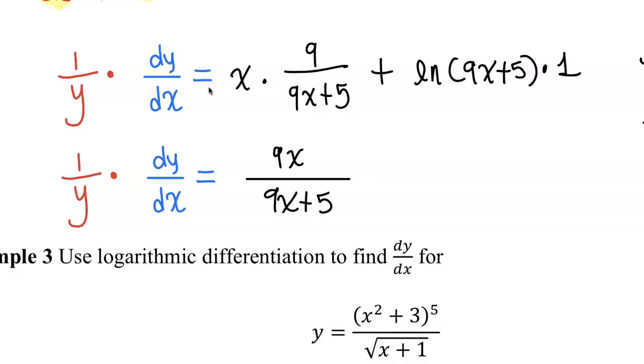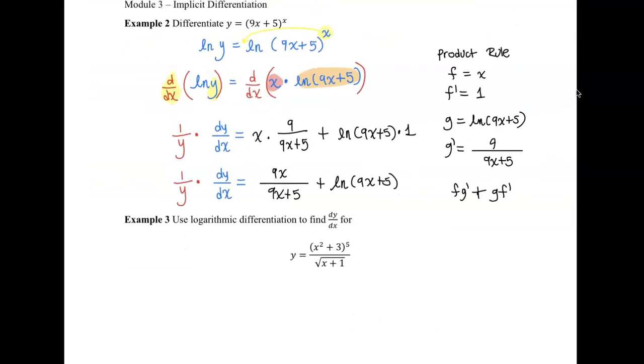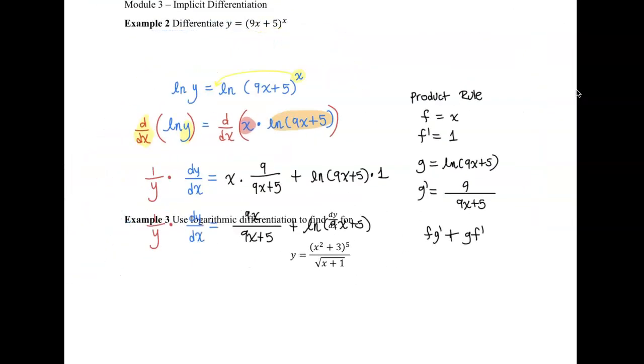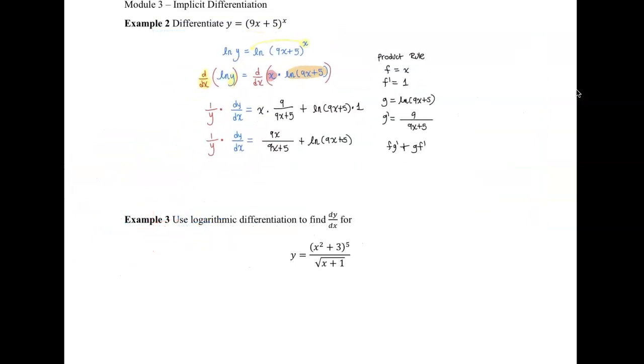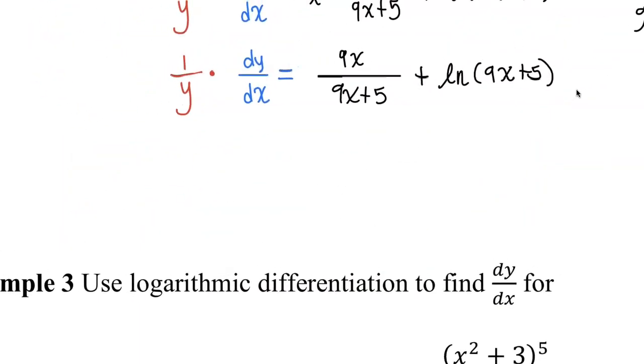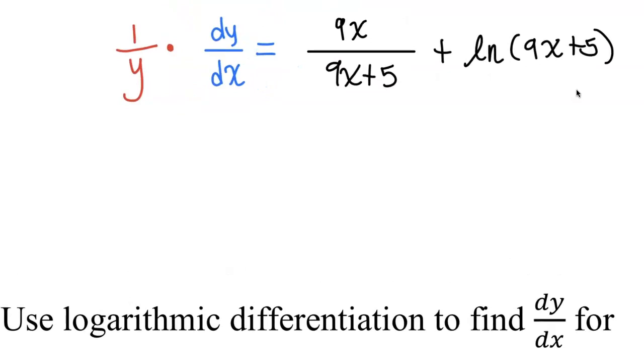Don't you dare, do not do that stuff, okay? Don't cross out, okay? All right, plus natural log of 9x plus 5. Multiplying by 1 doesn't have any effect, right? So we're one step away. I'm going to just try to make these a little bit smaller so that I can squeeze in the last line, okay? All right, how do you get rid of this 1 over y? We're going to multiply both sides by y.